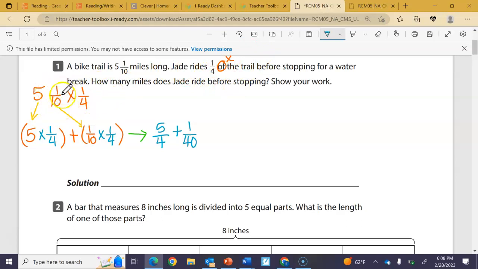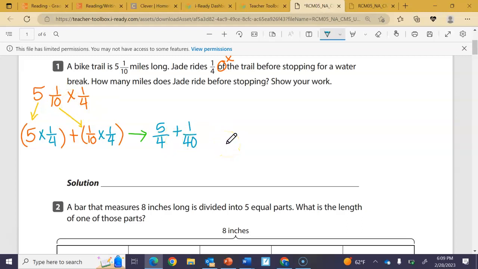But 5 1/10 is a mixed number. So instead of trying to multiply straight across, I'm going to break it apart. So I put my 5 here, and I put my 1/10 here, and now I can multiply them by 1/4. You can also turn 5 1/10 into an improper fraction, but I will not be showing that today.